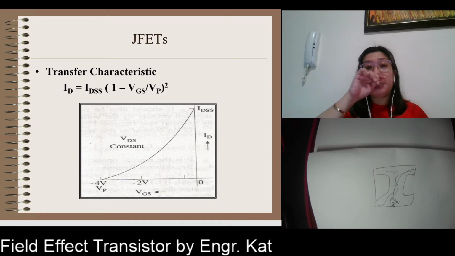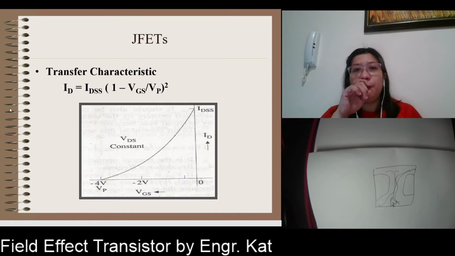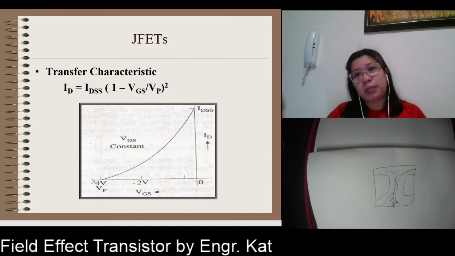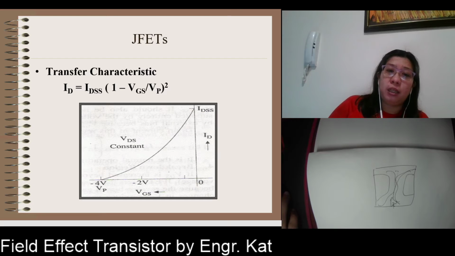So this is the transfer characteristic. This is what we call Shockley's formula. We only have one formula for JFET, and this is Shockley's formula, and this shows the relationship between your ID and your VGS. The y-axis is your ID, so this is positive, and VGS, as we all know, is negative, so this is for N channel. For P channel, the transfer characteristic is on the other side, because for you to reverse bias the gate, you need a positive source. So this is for an N channel.